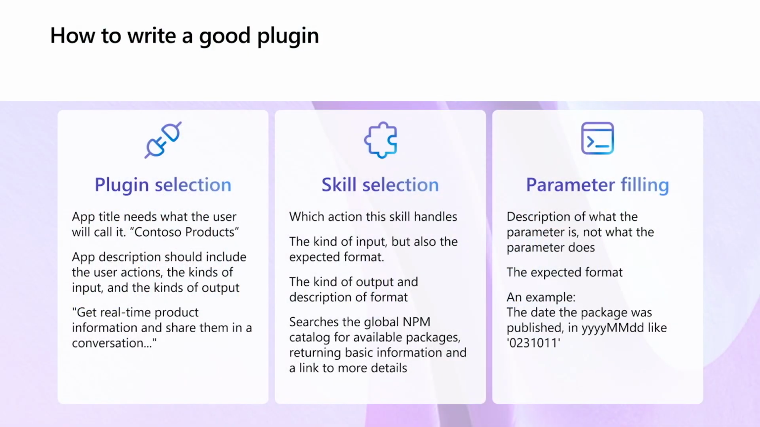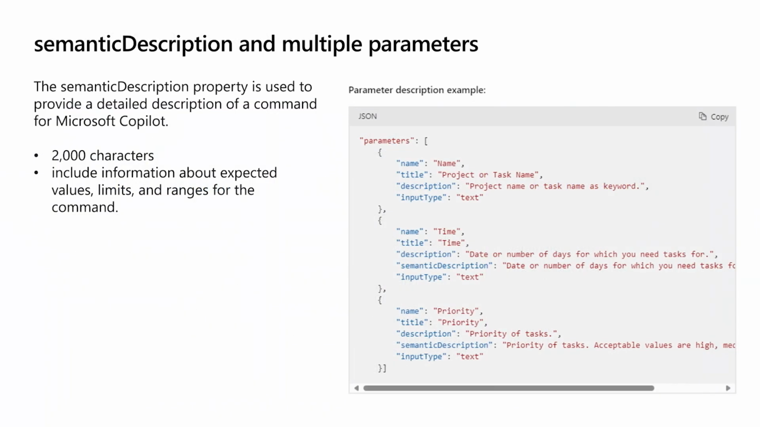We're going to talk a little bit about how to write a good plugin now that you understand the flow of plugin selection, skill selection, and then the pass where you pull parameters out. This is available today in your manifest. We did not take a deep dive look at the app manifest, but the app manifest is a construct that is used for Teams apps and MetaOS apps.